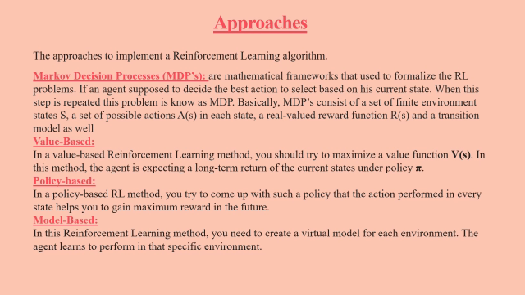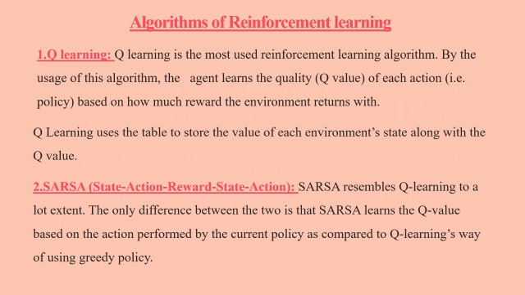Policy-based. In a policy-based RL method, you try to come up with such a policy that the action performed in every state helps you to gain maximum reward in the future. Model-based. In this reinforcement learning method, you need to create a virtual model for each environment. The agent learns to perform in that specific environment.